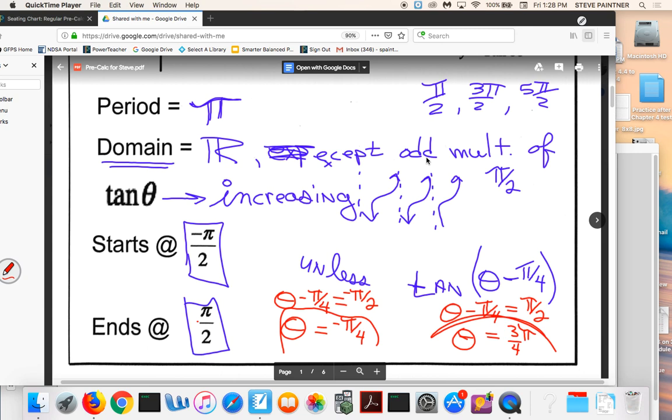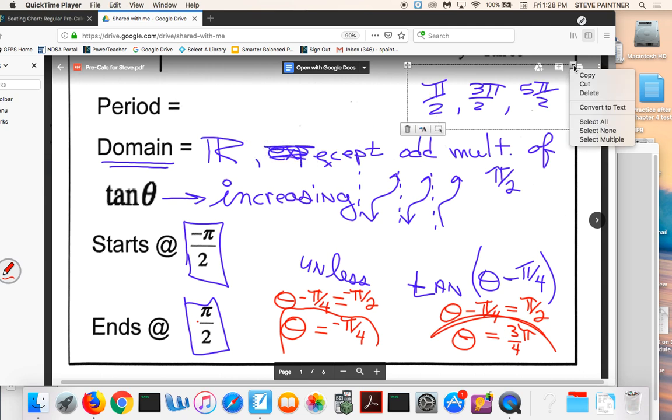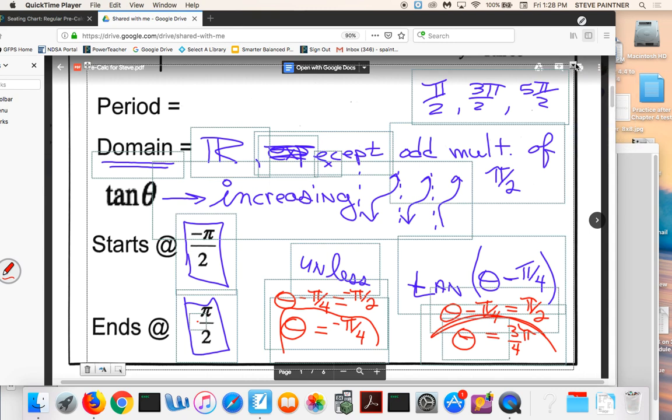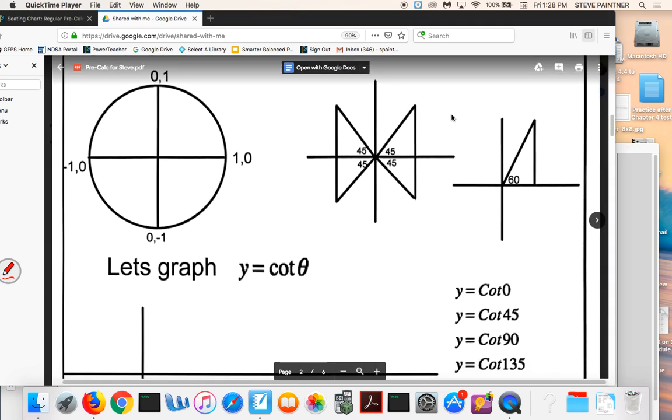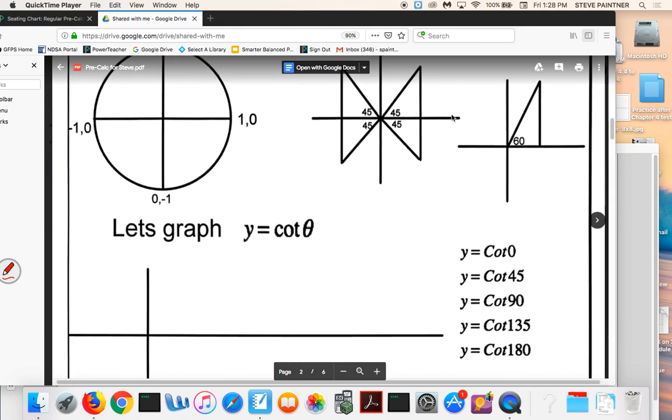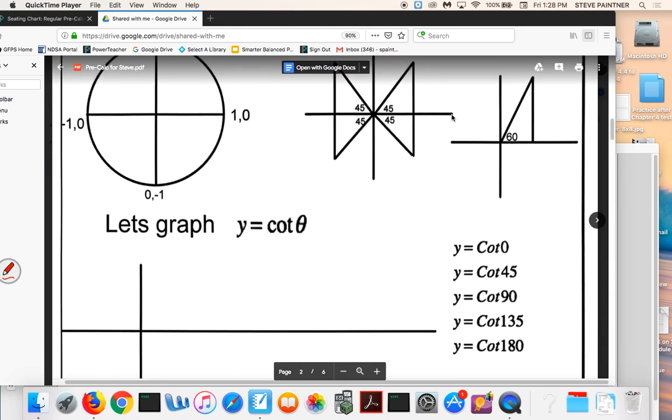Okay. I took a lot of time on tangent because I had to, because you guys didn't know enough. When we go to cotangent, it's going to get easier. Okay? Are you ready? Okay. Matter of fact, you can answer those questions while I get ready. Okay, probably good enough right about there.